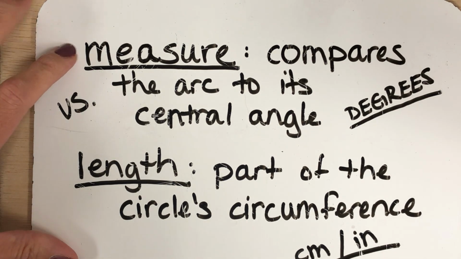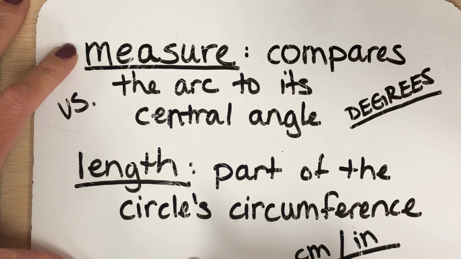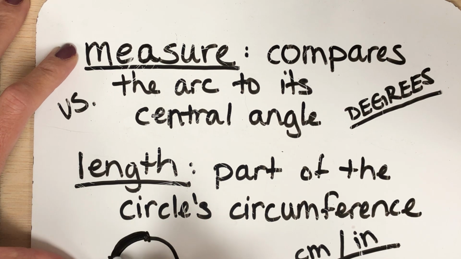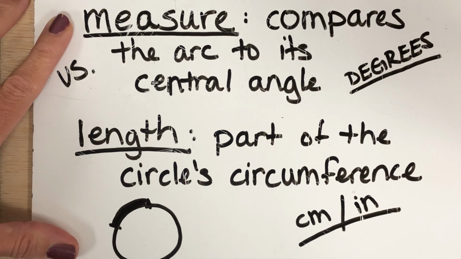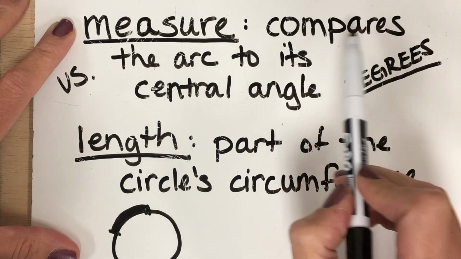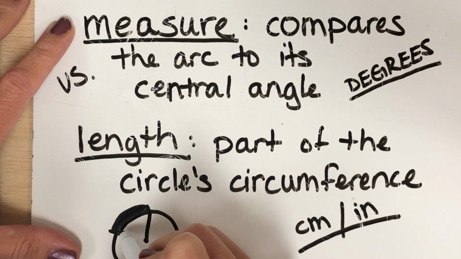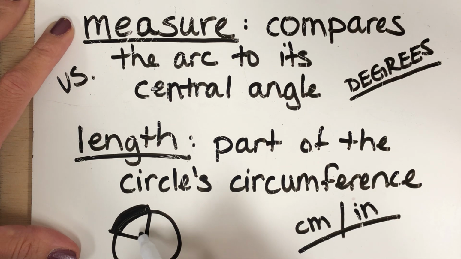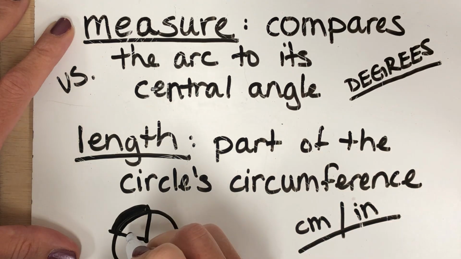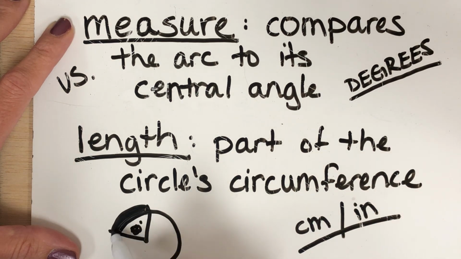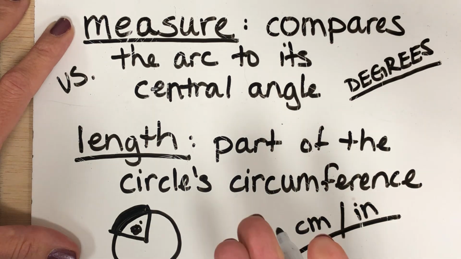When we talk about the measure of an arc, so an arc in a circle, here we go, would be part of the circle. So here would be an arc of the circle. The measure of an arc is always comparing this arc to its central angle's measure. The central angle goes from the center of the circle and goes out like this. So the measure of the central angle would be the measure of its intercepted arc. If the central angle is, let's say, 50 degrees, then the measure of this intercepted arc would also be 50 degrees.